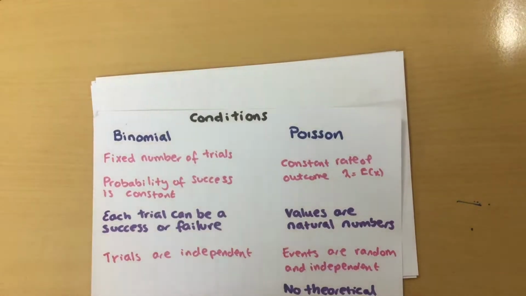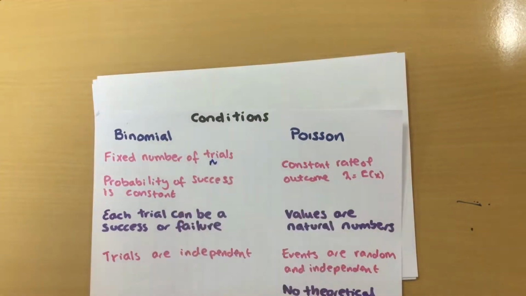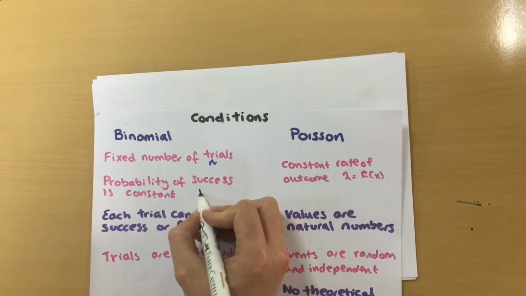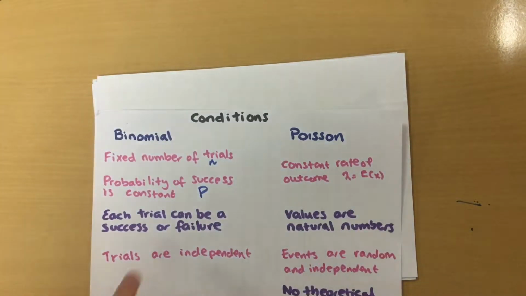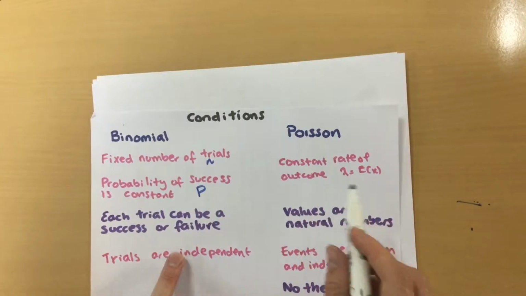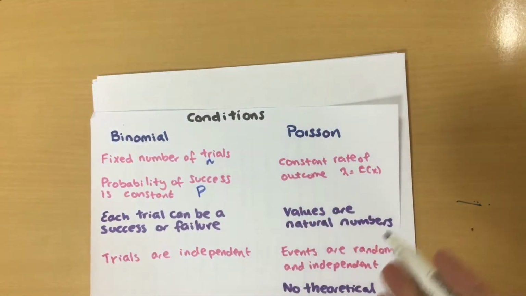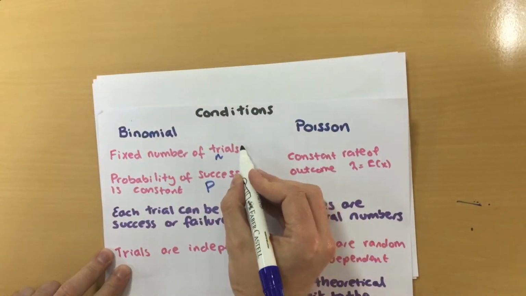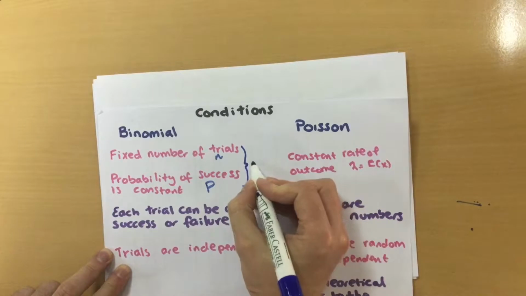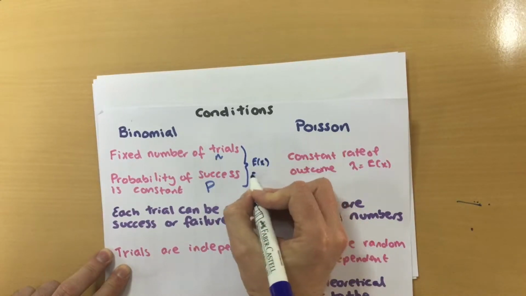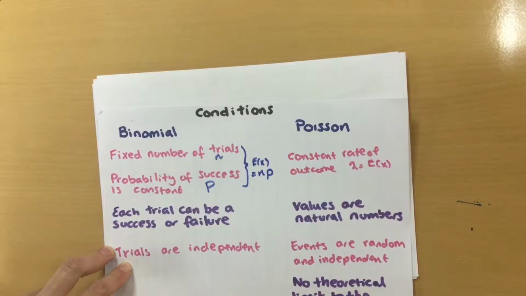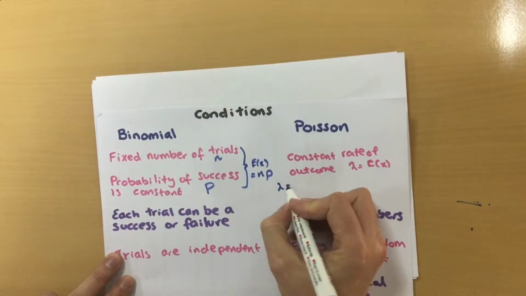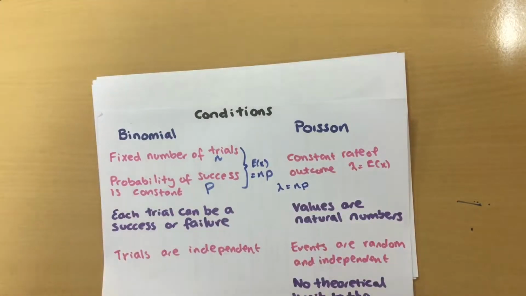Let's compare our two conditions. So in binomial, we have a fixed number of trials and some chance of success. Now in Poisson, we have our lambda instead. Our lambda is our constant rate, and we know our lambda comes from our mean. So with binomial, our mean is n times p. So when we approximate, our lambda comes from n times p. We're linking up the two means.